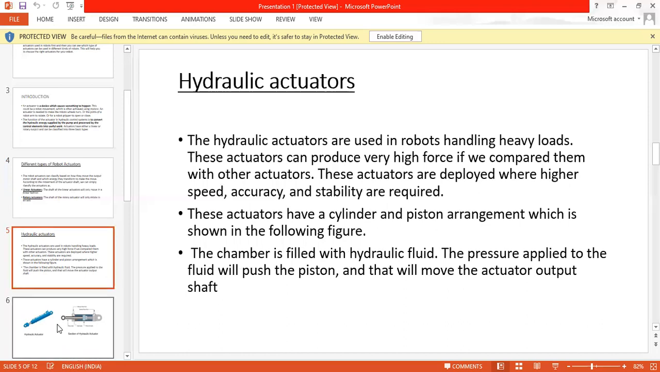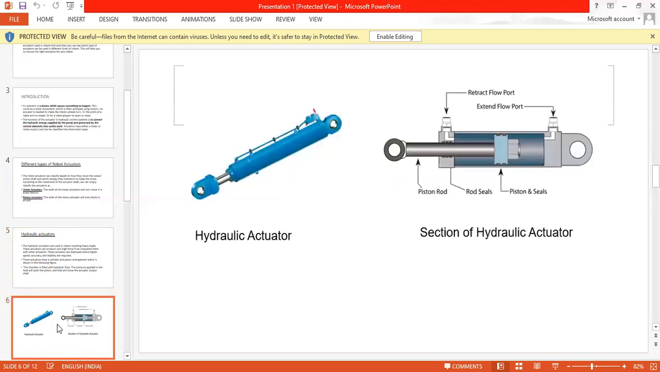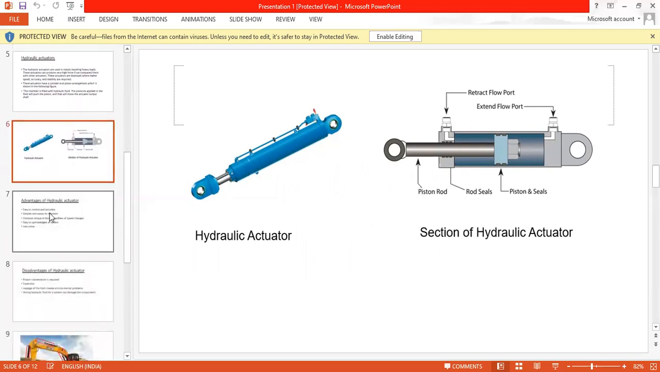The below diagram shows all about the hydraulic actuator. That's how the piston is being placed in the nozzles. The return flow port and the external flow port have been installed in the hydraulic actuator.